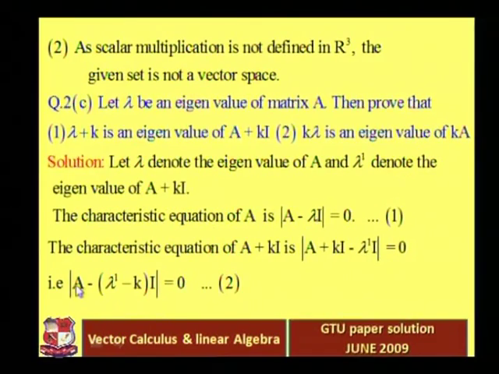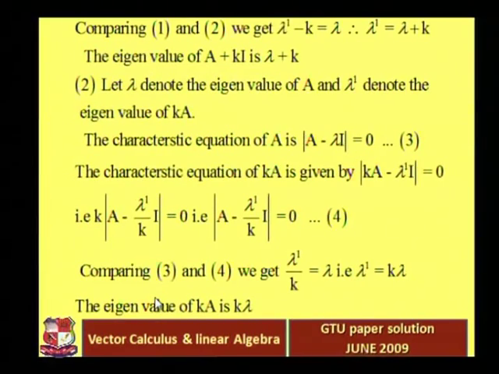So using that notation, now just simplify this equation. A plus kI minus lambda dash I can be written as A minus (lambda dash minus k) I, that is equal to 0, right? So call it equation 2. This is our equation 1. Comparing equations 1 and 2, we get lambda is equal to lambda dash minus k. So lambda dash is equal to lambda plus k. The eigenvalue of A plus kI is lambda plus k.